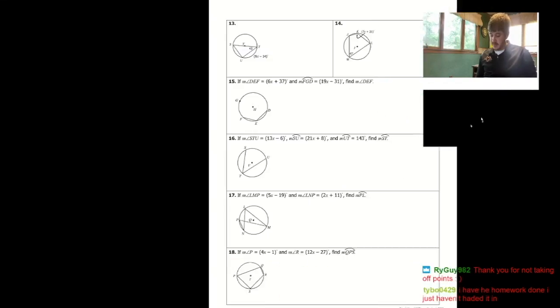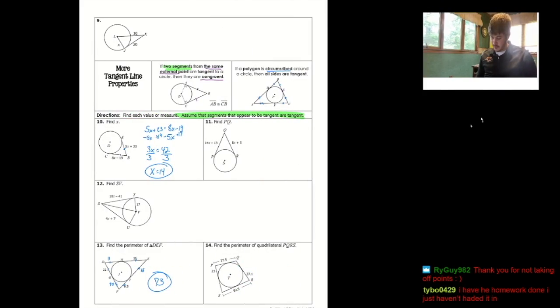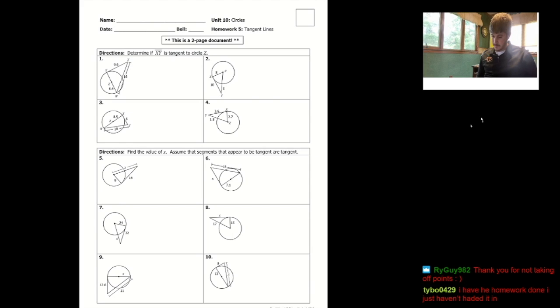And I think that leaves us with tangents. And before I jump into... we actually finished tangents. That's good.